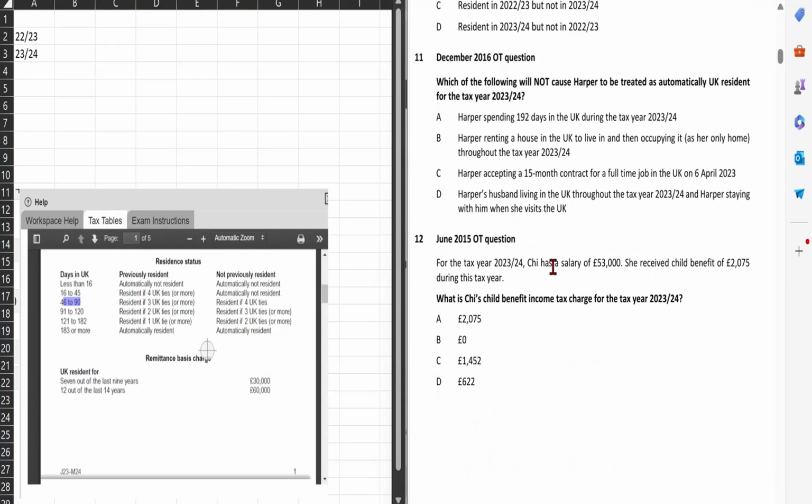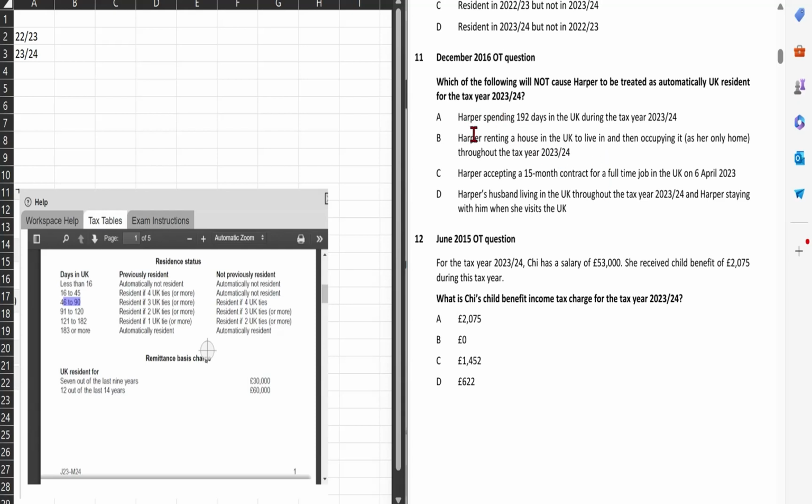Okay. Moving ahead, which of the following would not cause Harper to be treated as automatically UK resident for tax year 2024? So, what are the conditions to be automatically UK resident? Individuals should live at least 183 days in the UK in the current fiscal year; or work for at least 365 days in the UK, consecutively, such that some of the days fall in the current fiscal year; or live for at least 30 days in the UK such that the only home is in the UK. So these conditions need to be met, and the question asks which one of the four will not make Harper automatically UK resident.